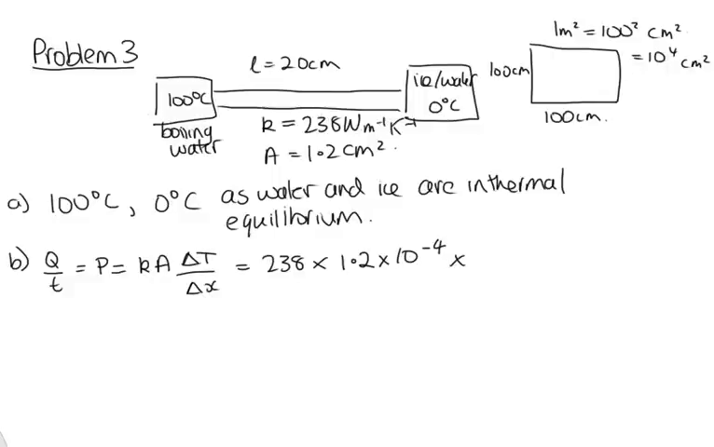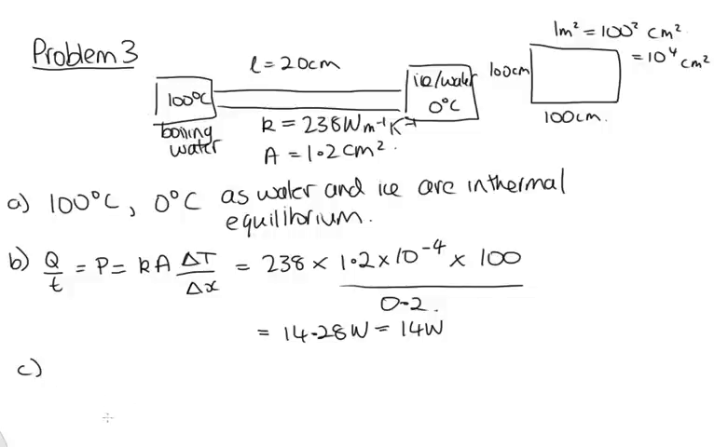Now the temperature difference between the two ends is 100 minus 0, so that's 100, and the length is 20 centimeters, which is 0.2 meters. And so solving this on the calculator, we get 14.28 watts, which to two significant figures is 14 watts. Now part C of the question says, how much ice melts in 1 hour? So we know that the energy added in 1 hour is the power times the time.